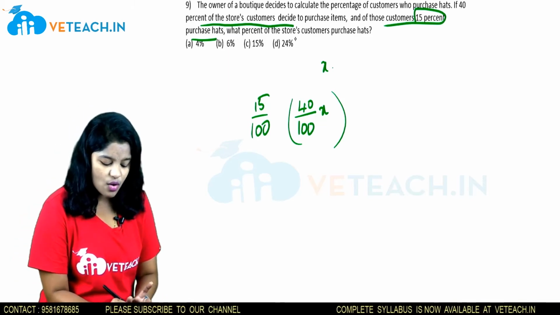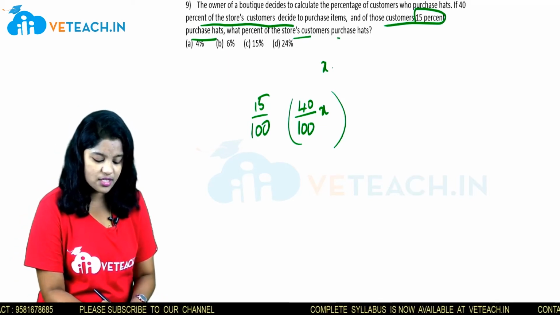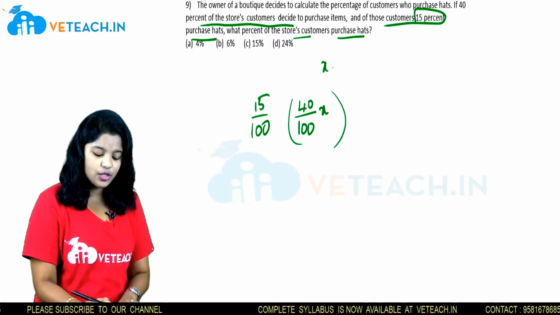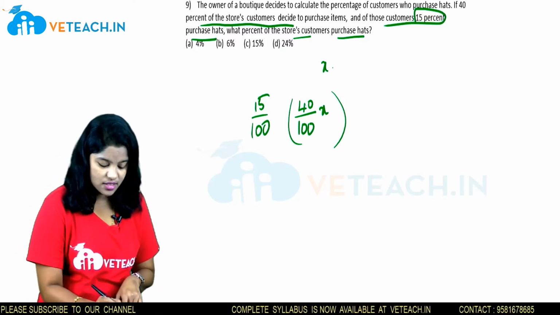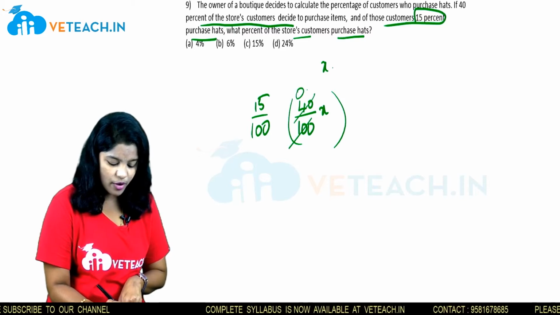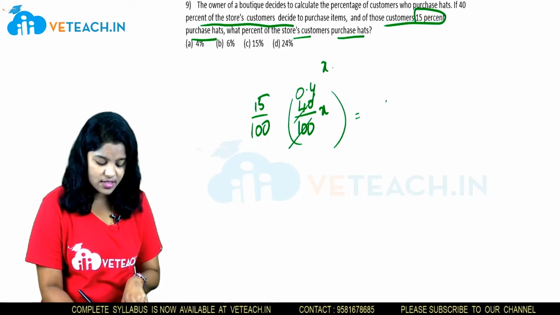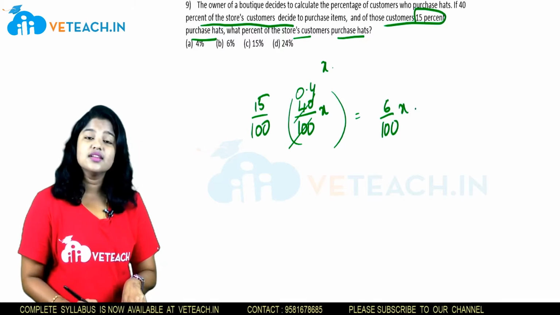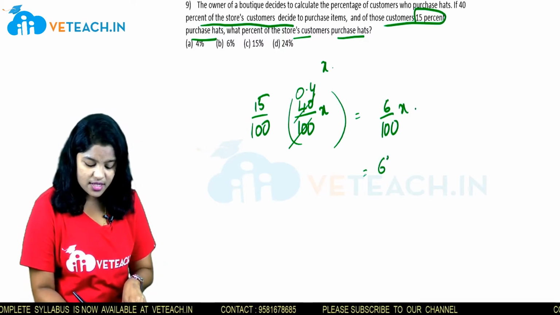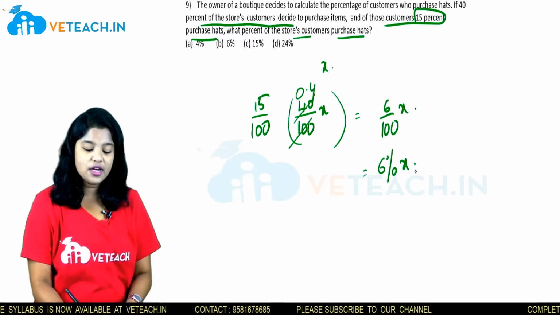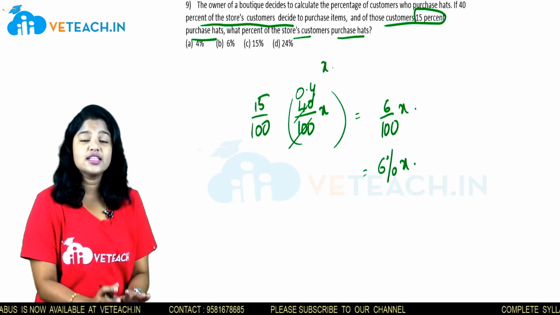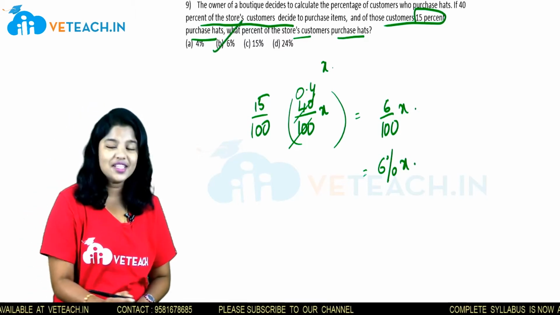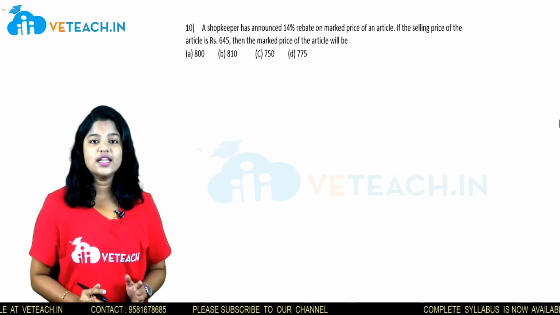So out of this 40%, 15% of them decided to purchase hats. Now he is asking what percentage of the store's customers purchase hats. That is nothing but 15 by 100 into 40 by 100 of X. Now see, this is 0.4 times, so we will get 6 by 100 of X. 6 by 100 of X is nothing but 6% of X. So 6% of customers decided to purchase the hats. So option B is our correct answer. So see the next question.